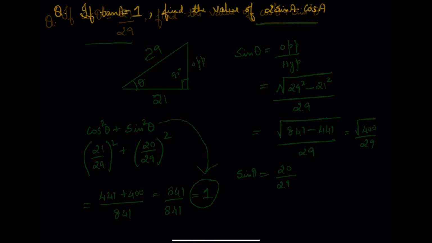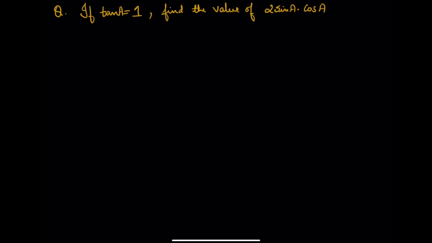Now let's try to address the next problem. So here the information given is that tan A is equal to 1. We have to find the value of 2 times sin A cos A. So let's put this in a diagram for better understanding. So in a right angle triangle, we have tan A. So let's assume this is the right angle here, and this is A, this is B, this is C.